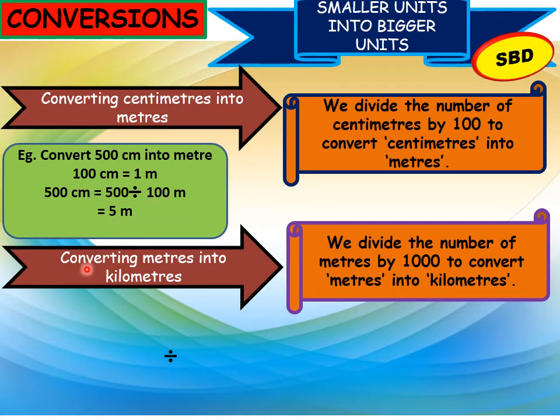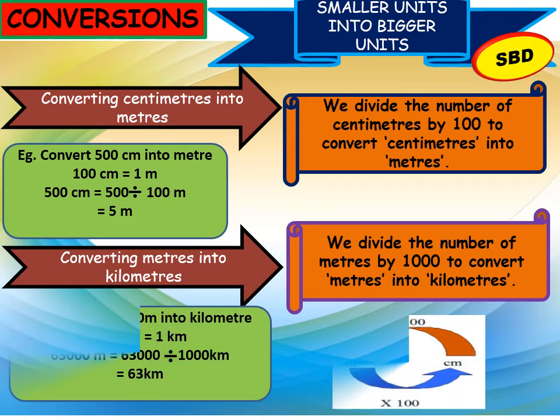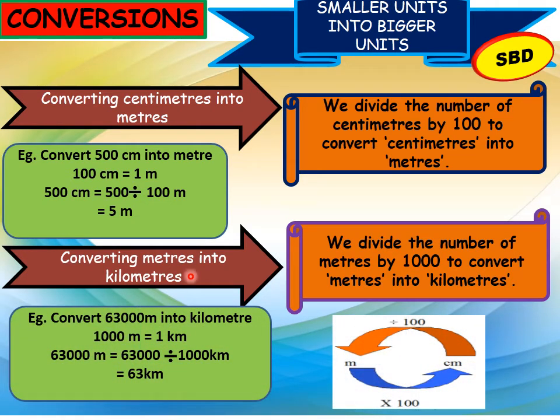Second conversion is how to convert meters into kilometers. We divide the number of meters by 1000 to convert the meters into kilometers. Let's see the example of this question also. 63,000 meter into kilometer. Since 1000 meter is equal to 1 kilometer, 63,000 meter is equal to 63,000 divided by 1000 kilometer, that is equal to 63 kilometer.